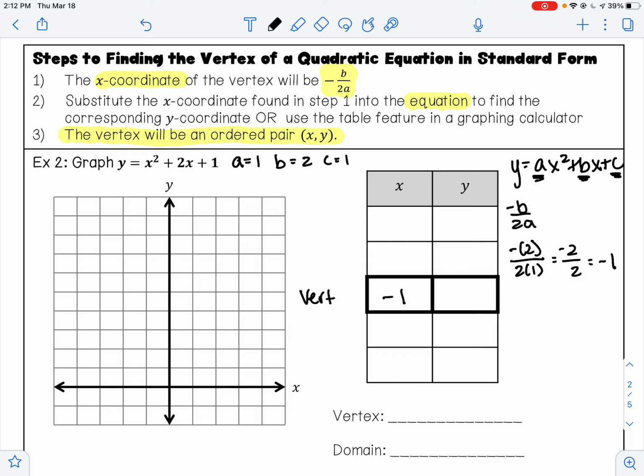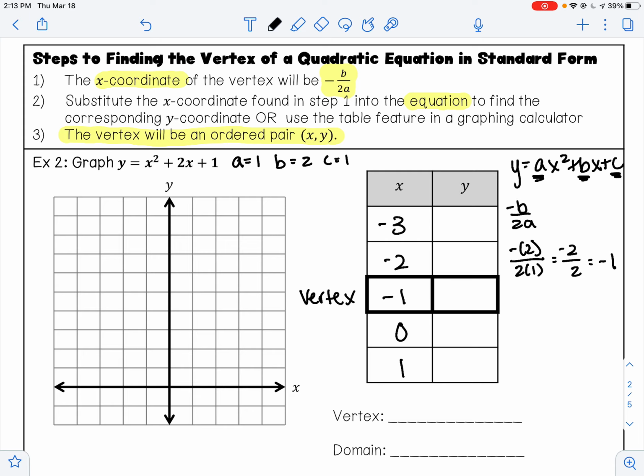And I like to put the vertex in the middle of my table. Well, once I know what the x coordinate is, I can know what my other x values are going to be because I'm just going to go in order. After negative 1 comes 0. After 0 comes positive 1. Before negative 1 is negative 2. And before negative 2 is negative 3.